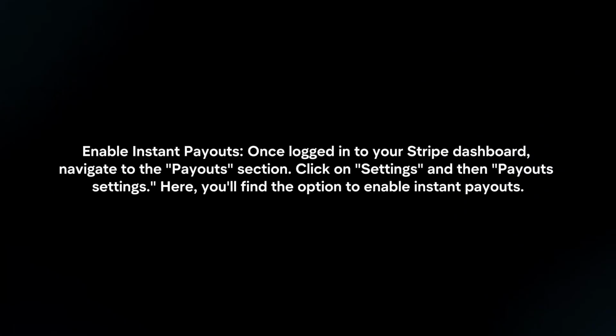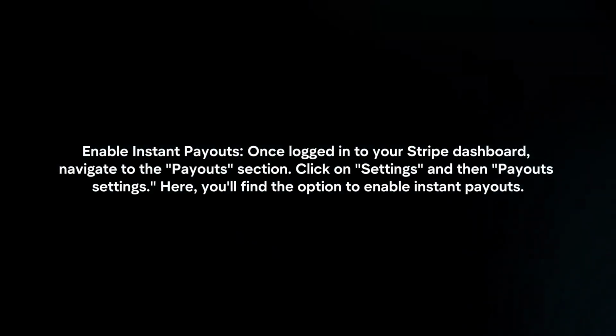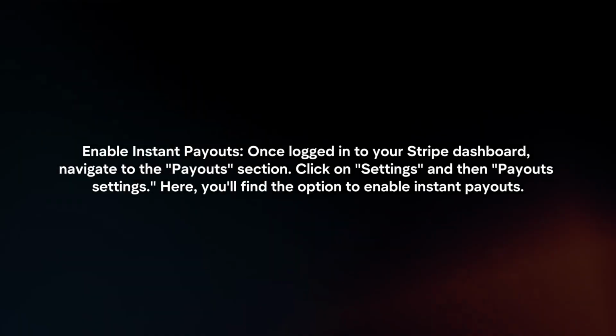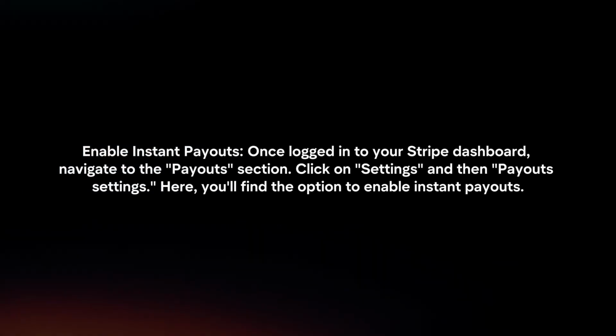Enable instant payouts. Once logged into your Stripe dashboard, navigate to the Payouts section. Click on Settings and then Payout Settings. Here, you will find the option to enable instant payouts.